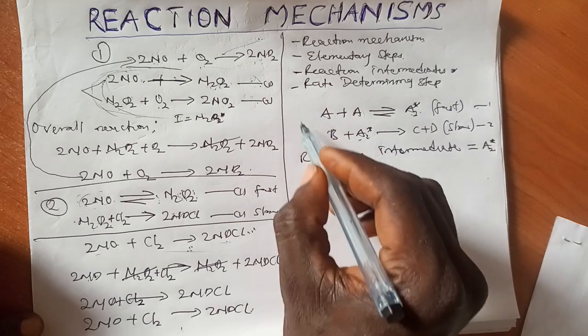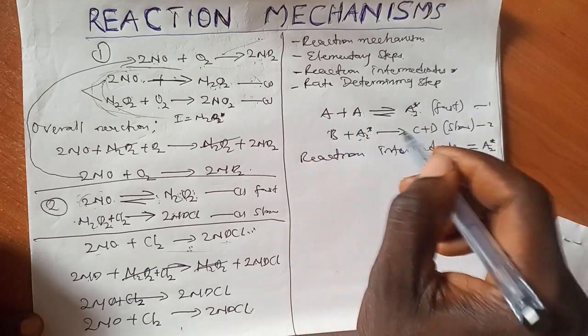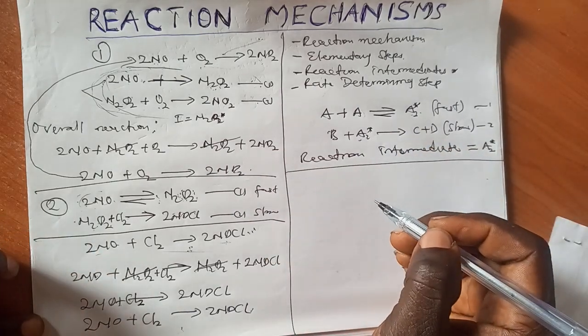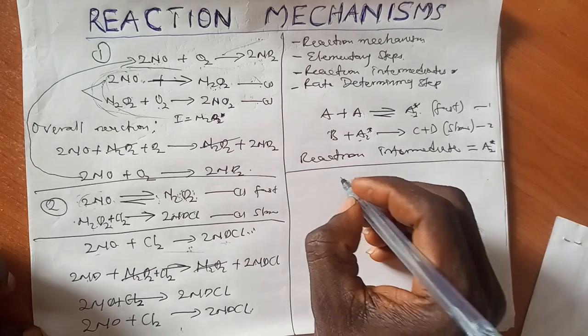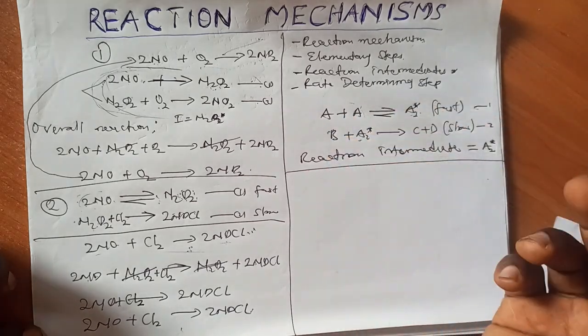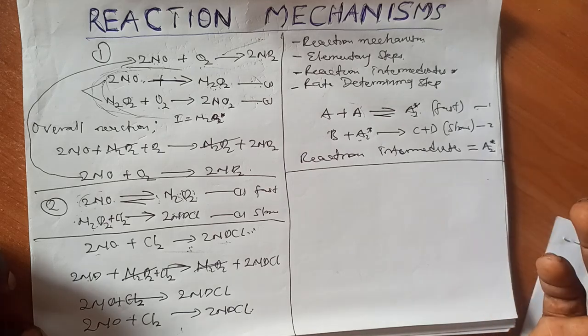Having known that these steps are the mechanism of the reaction, meanwhile the overall reaction is not given to you. Most times in the question, they will ask you to look for the overall reaction yourself. What do you do? You add the elementary steps together. As simple as that. Addition of the elementary steps gives the overall reaction.